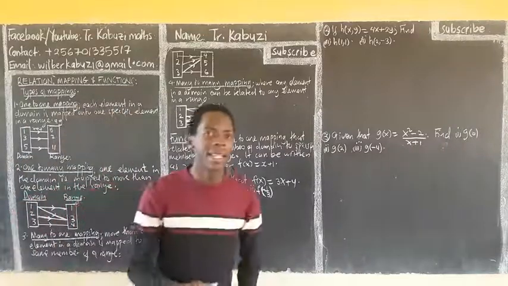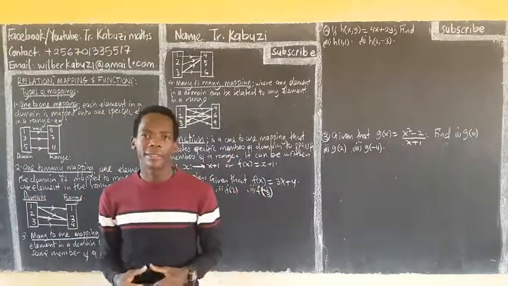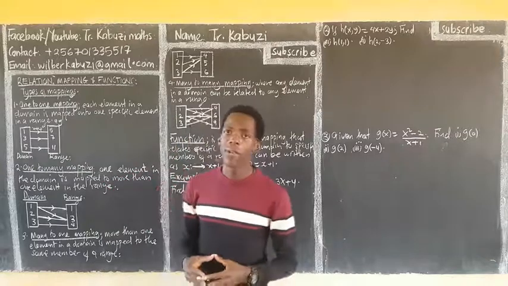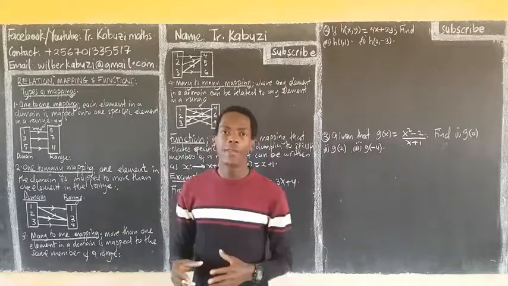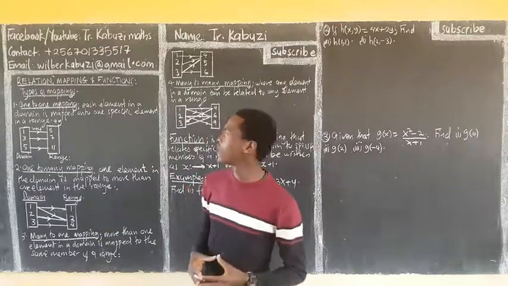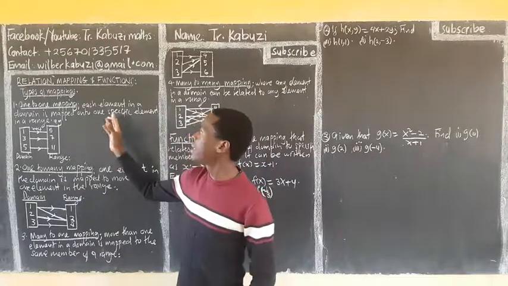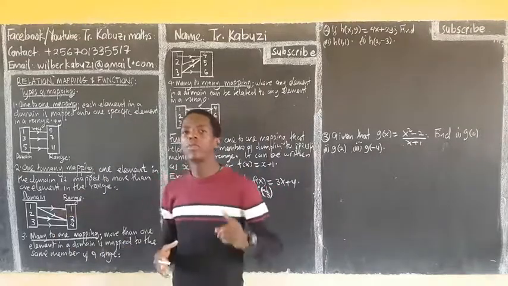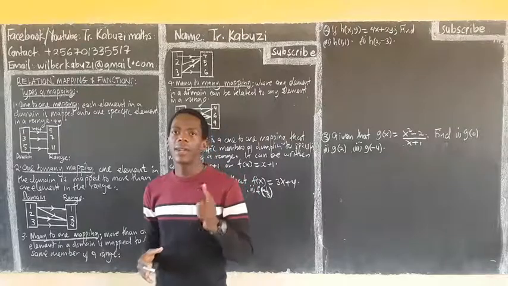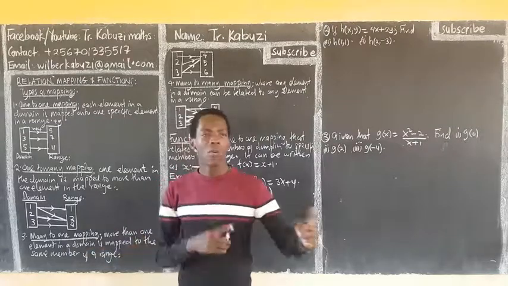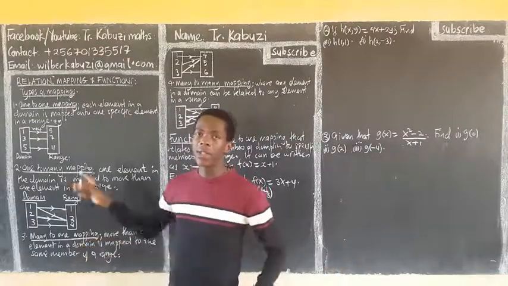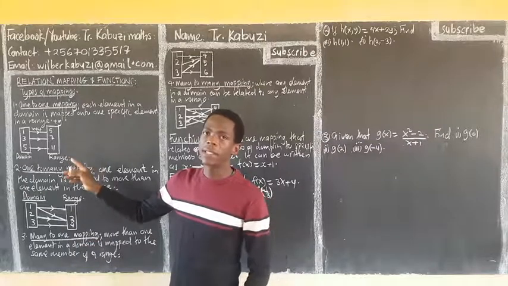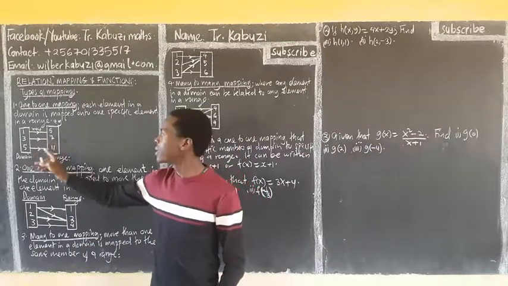Okay, now members, let us see functions in detail. But before we go to them, let us see what types of mapping we can come across. In one-to-one mapping, each element in the domain is mapped onto a specific element in the range. As you see, the arrows are specific: this to this, this to this, this to this.